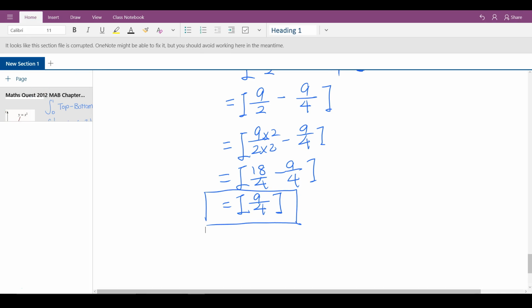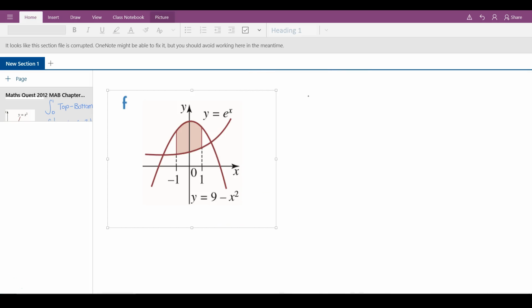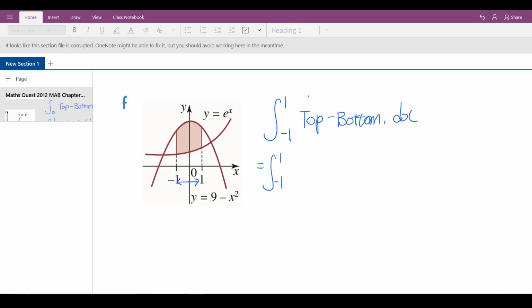Woohoo! Alright, keep going. Question F. We're getting there, we're literally getting to the end. So we're going from -1 to 1. This is our domain. It's top minus bottom, and integrate with respect to x. So which is our top function? It would be the sad face, our negative x squared plus 9, as the top function, and then the exponential function would be our bottom function.